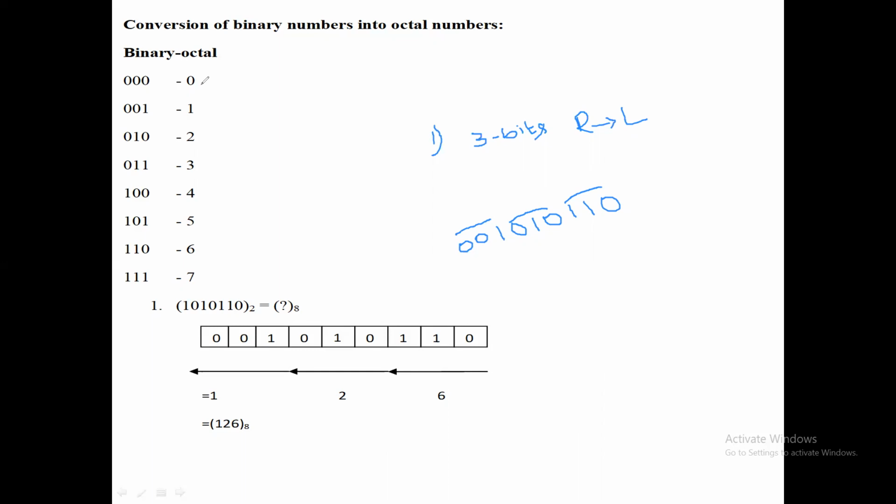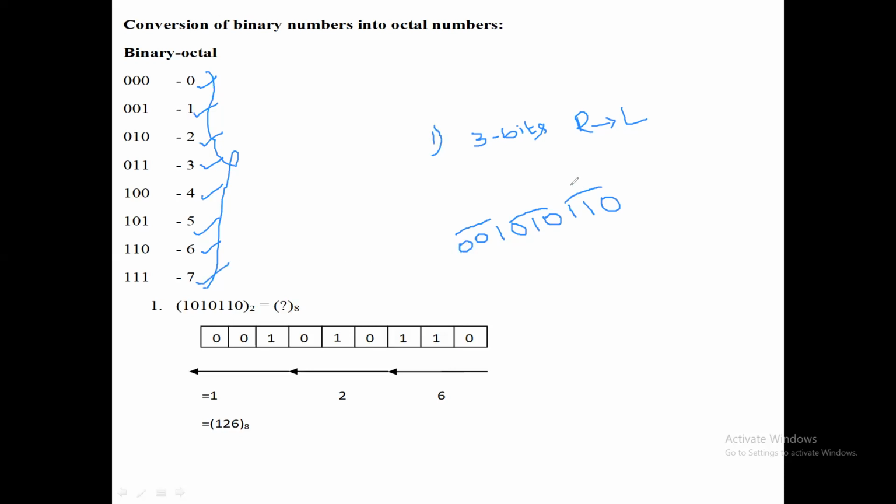As a shortcut, you can remember these decimal equivalents, or octal equivalents, of these 3-bit groupings. 000 is represented by 0, 001 is represented by 1, 010 is 2, 011 is 3, 100 is 4, 101 is 5, 110 is 6, 111 is 7.